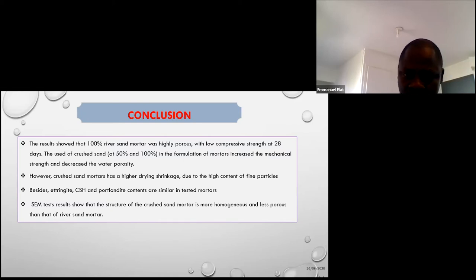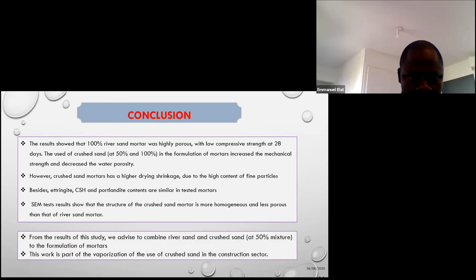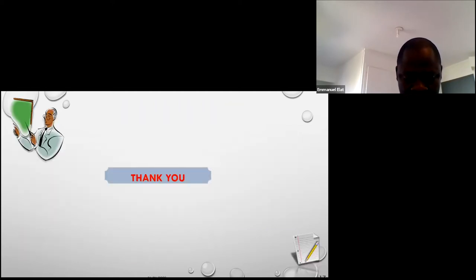So what we can say from this work is that we advise to combine river sand and crushed sand at a 50% mixture in the formulation of mortars. This work is part of the valorization of the use of crushed sand in the construction sector. Thank you for your attention.